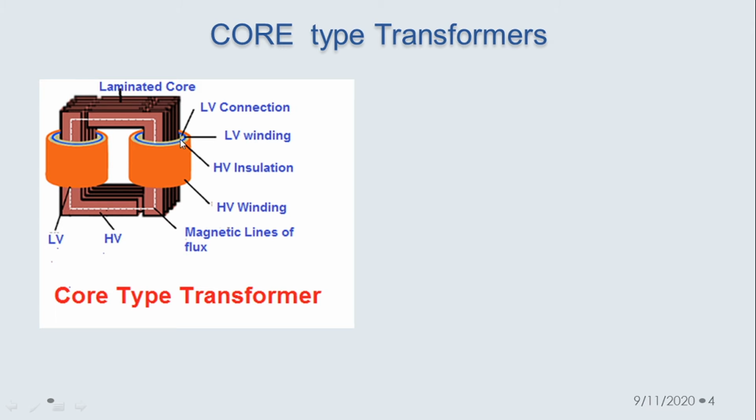Normally the LV winding is near to the core, and after that insulation, after that the HV winding, away from the core. That is a core type transformer. The winding is wound on the core. This vertical portion of the laminated core is called a limb or leg of a transformer. And the horizontal portion is called the yoke of a transformer. These cores are laminated. You can see the lamination.